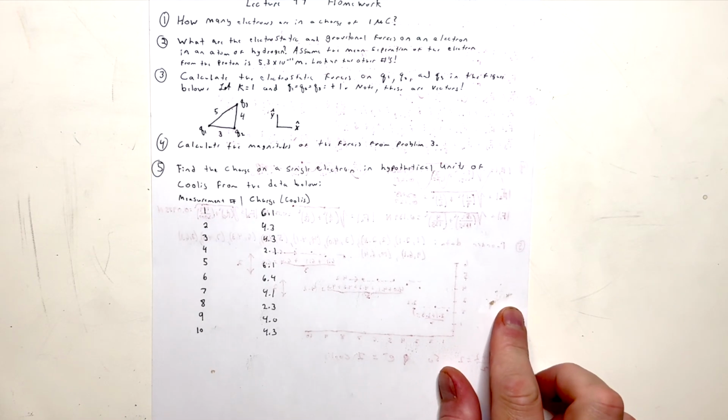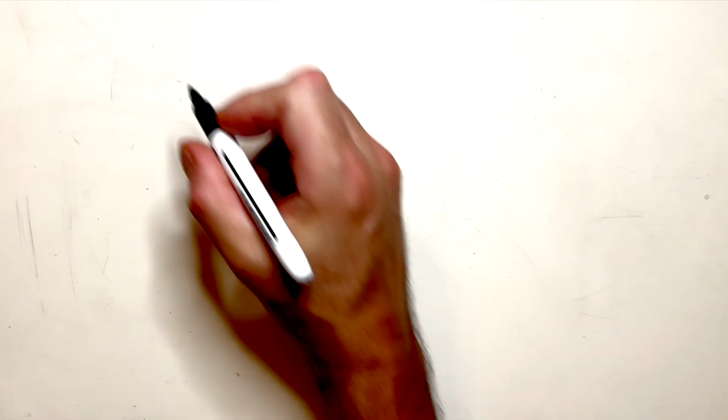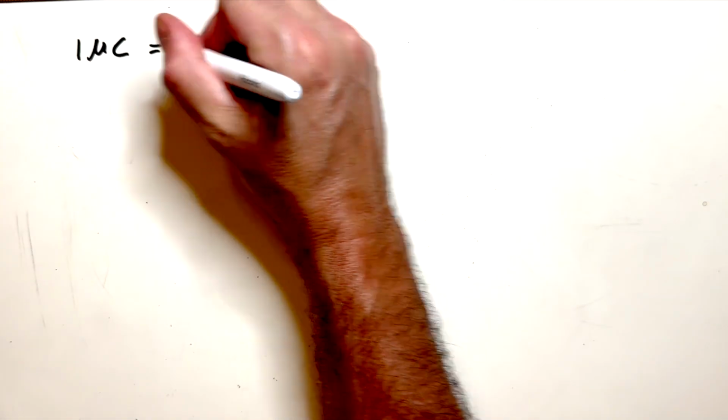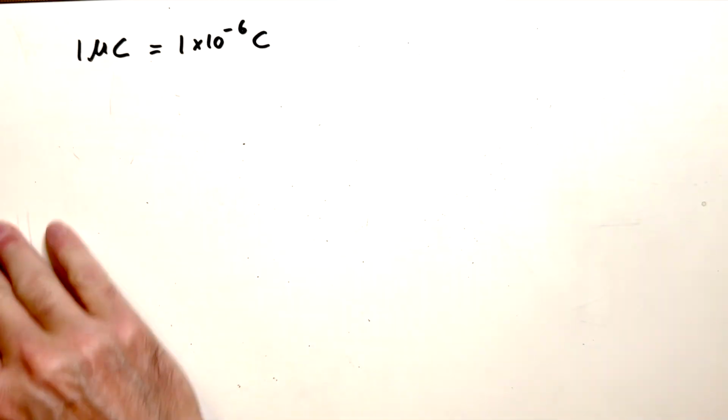Okay, here we have the problem sets for lecture 97. I'm going to start on number 1. How many electrons are in a charge of 1 microcoulomb? That one is not too bad. So for starters, what is 1 microcoulomb? So 1 microcoulomb is equal to 1 times 10 to the minus 6 coulombs.